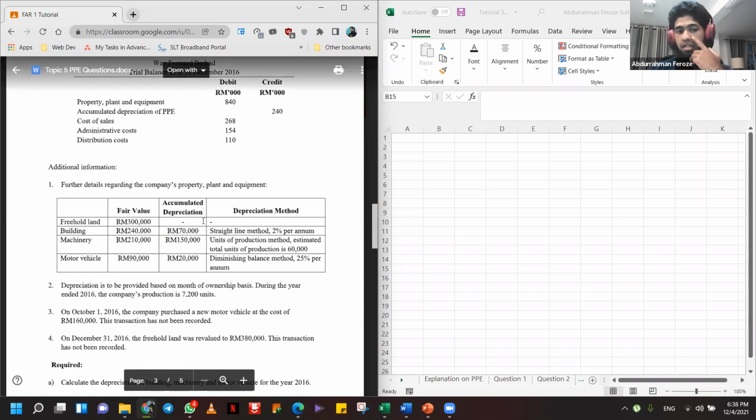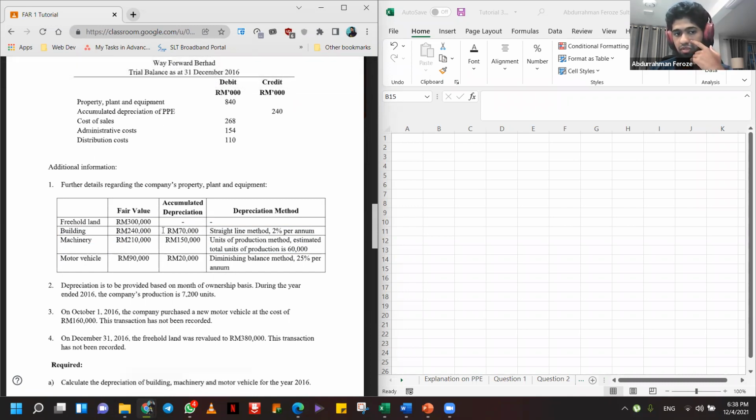The accumulated depreciation is also for the building. Then they tell us the depreciation method for each asset. The building uses the straight line method, 2% per annum. The machinery uses the units of production method, and the motor vehicle uses the diminishing balance method, 25% per annum. We covered each of these methods in question 2, so you guys should know how to do that as well, right?